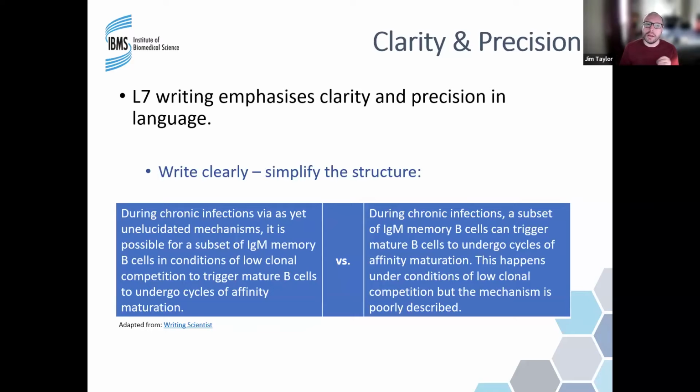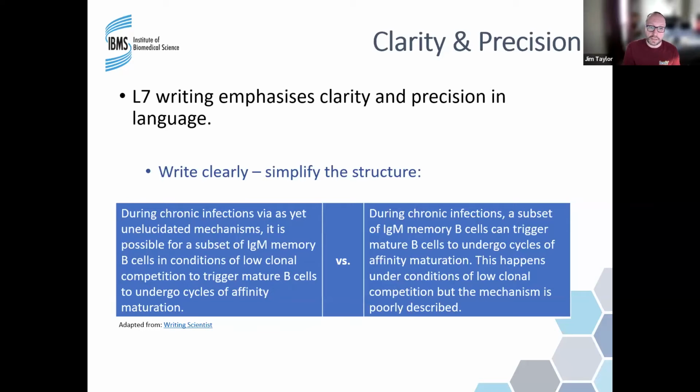A couple of ways that it's simplified is that words that don't need to be there have been removed. Big words, unelucidated, for example, have been changed for words that actually make sense. The mechanism is poorly described in the example on the right. So simplify the structure. Don't use big words for the sake of it. Break the sentence down into multiple shorter sentences.